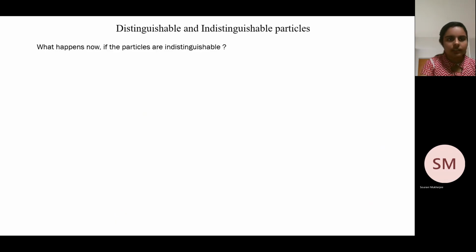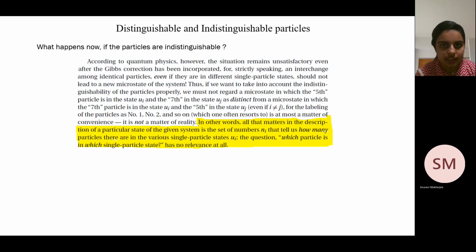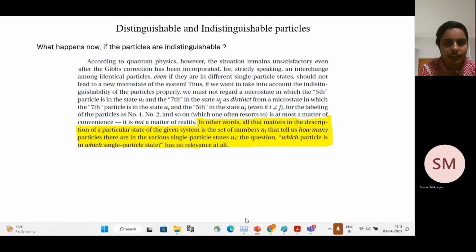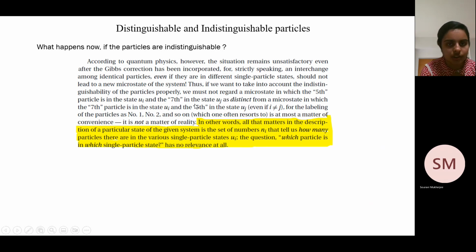Okay. Now, what happens if the particles are indistinguishable, right? According to quantum physics, the situation that we just discussed remains unsatisfactory. It's because if they are strictly identical particles, then the interchange among identical particles should not give you any new microstate, right? So in that case, it means that whether your fifth particle is in state Ui or your seventh particle is in state Ui doesn't matter. Okay, what matters is how many particles are there in the various single particle states.